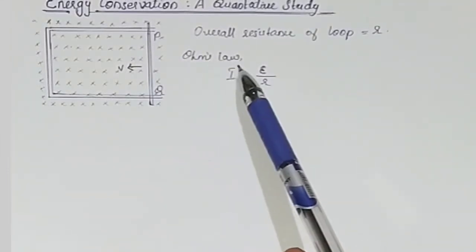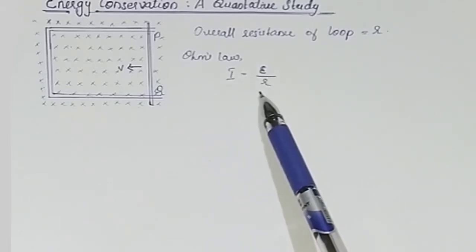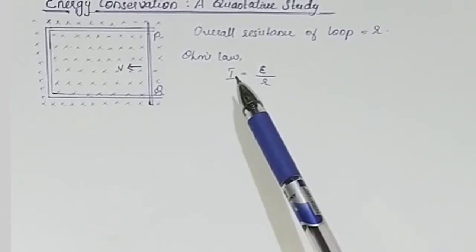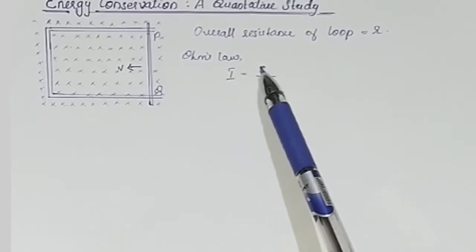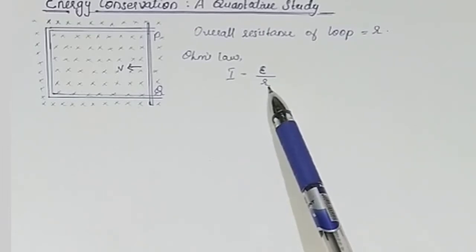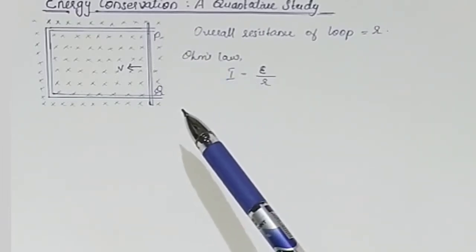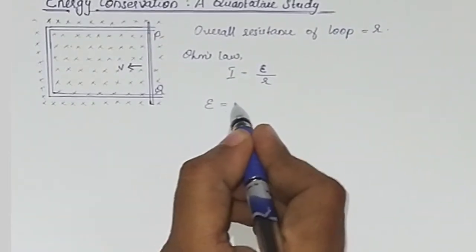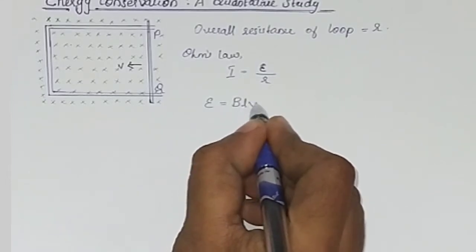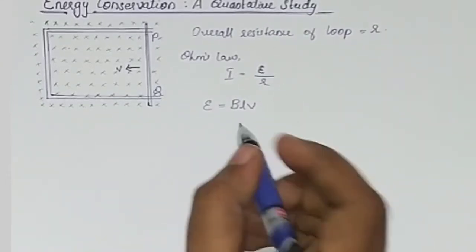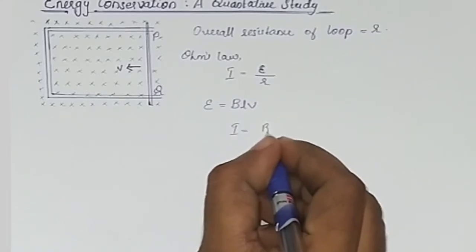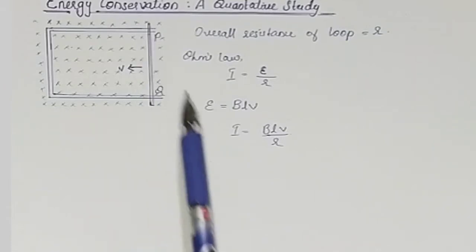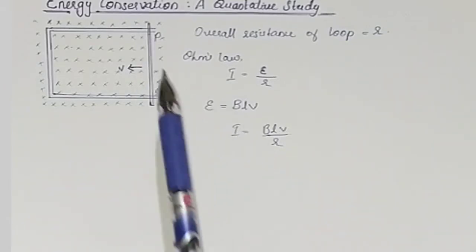Now according to Ohm's law, we know that the current is given by voltage by resistance, and here the current is due to the induced EMF. Therefore we can write the relation I = E/R, where R is the resistance of this rectangular conductor. The motional EMF that we obtained was E = BLV, and substituting this value we can write I = BLV/R.